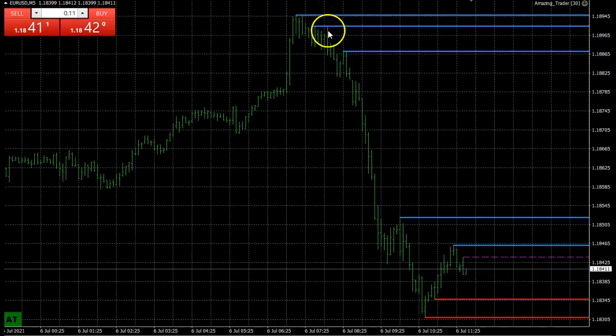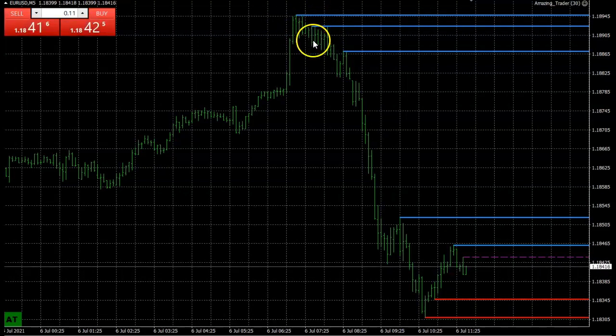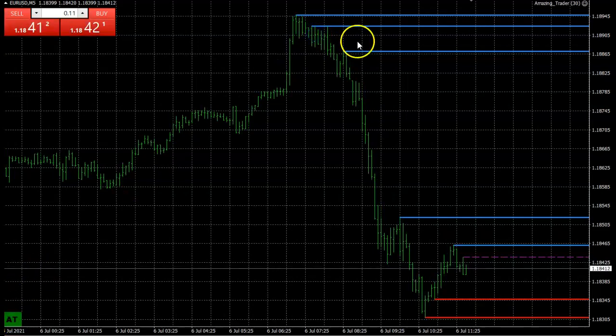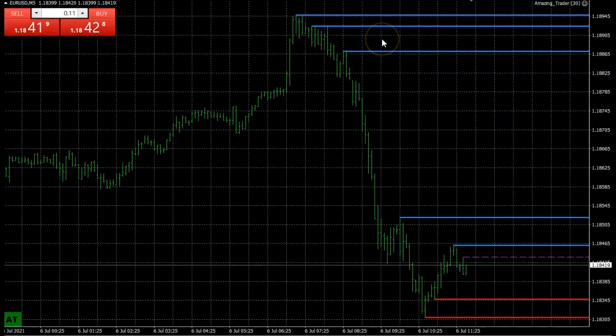So we got two blue lines, and if you would have sold anywhere in here with a stop above either of these blue lines, preferably the high of the day, that's all explained in the AT ladder strategy, you would have been in the market and you could have ridden the market down.